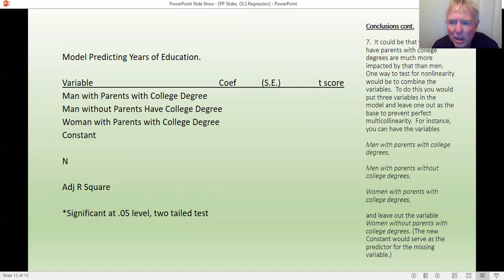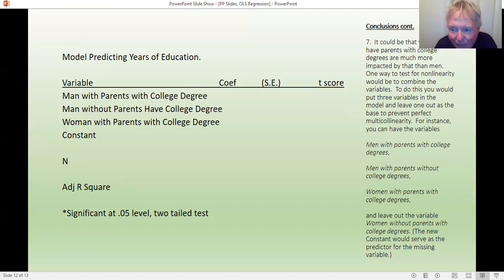model. Now, why would we leave this out of the model? Because if we put it in the model, we would have a perfect prediction with the variables and we wouldn't be able to see the actual impact of the variables. What we do is we leave this categorical variable out, women without parents with college degrees. When you set up the model like we have here, notice there's no coefficient or standard error t-score yet. We haven't run the analysis, we've just changed the variables.